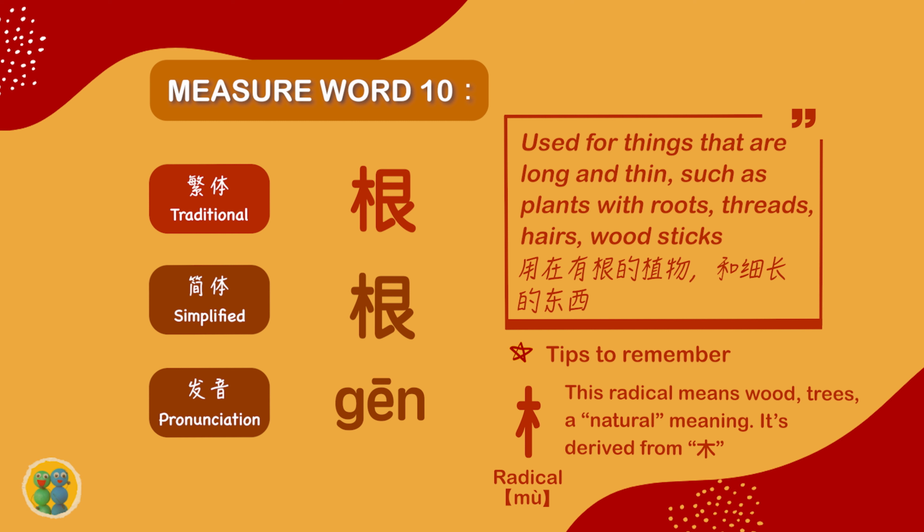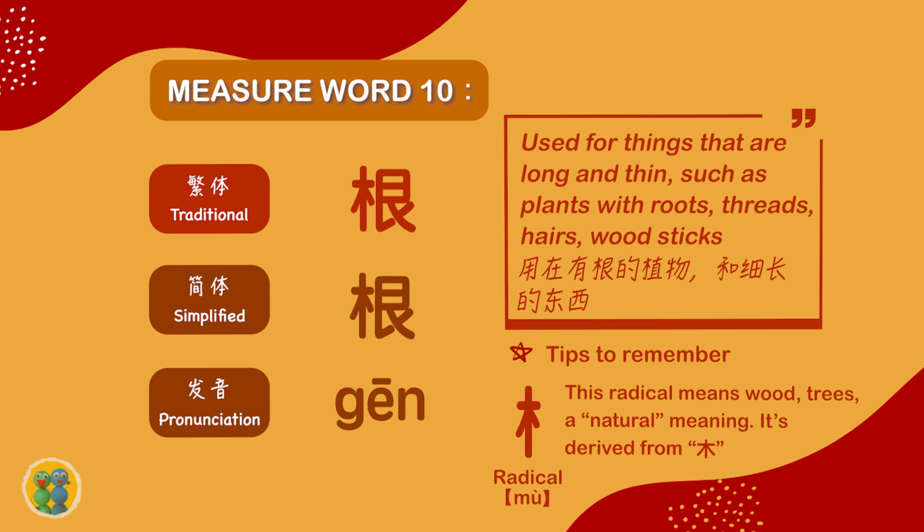The 10th measure word is 根. 根 is used for things that are long and thin, such as plants with roots, threads, hairs, wood sticks. 根 itself means roots. But when it's a measure word, it is used for things that are long and thin and come with roots.